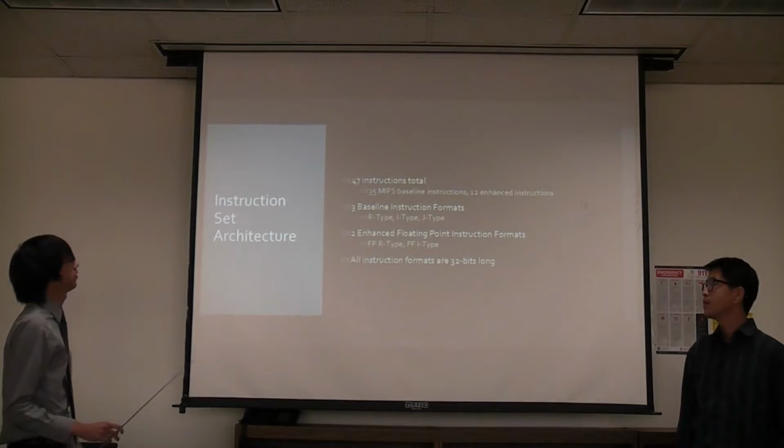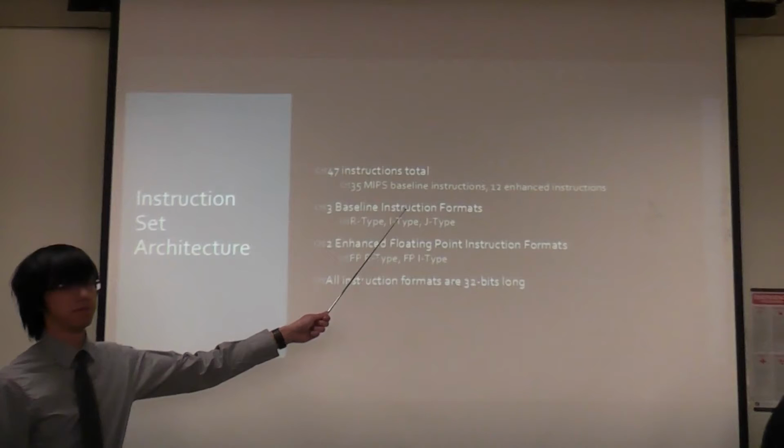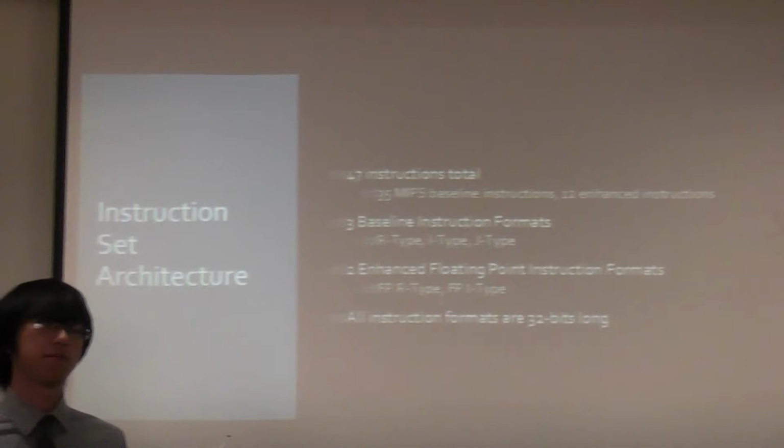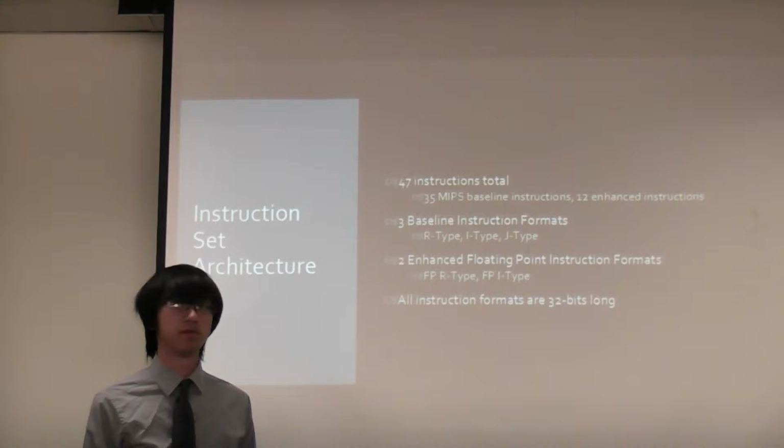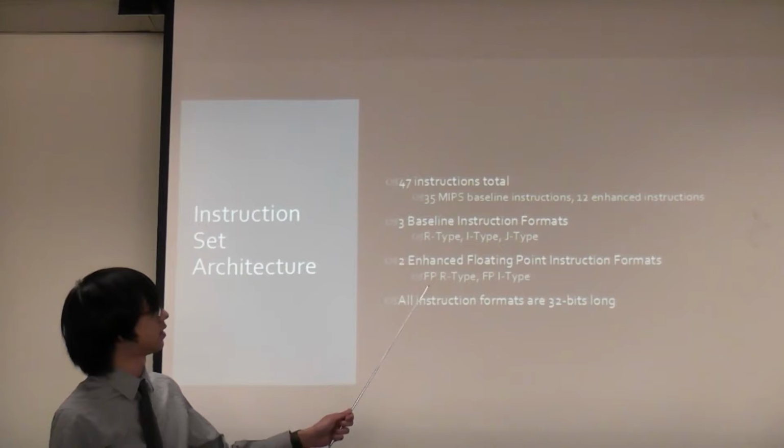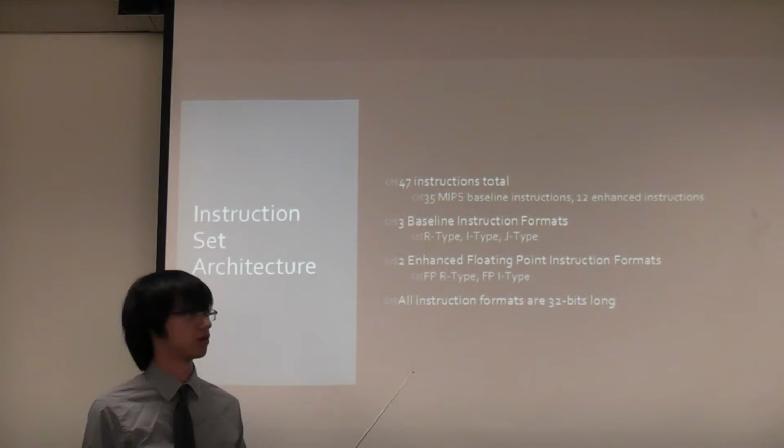So overview of our instruction set architecture, we have 47 instructions total. 35 are from the MIPS baseline instructions, and the remaining 12 are enhanced instructions, three of which are the input, output, and ready. And then the remaining are for the floating point, arithmetic, and load and store word. We have three baseline instruction formats, R-type, I-type, and J-type, and two enhanced floating point instruction formats, which we will call FPR type and FPI type.